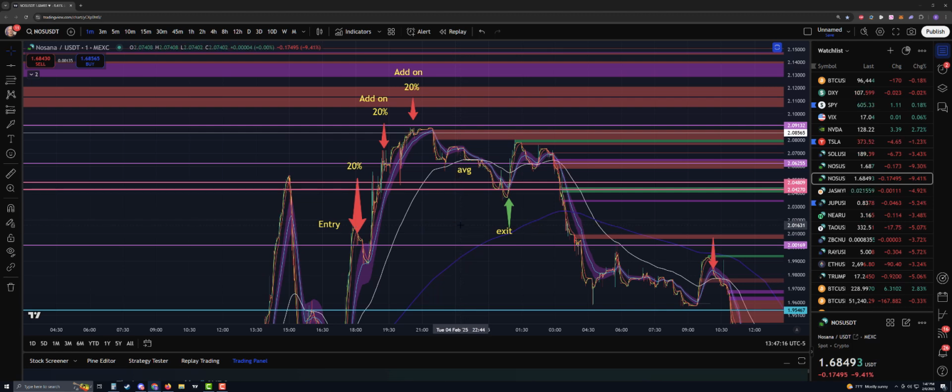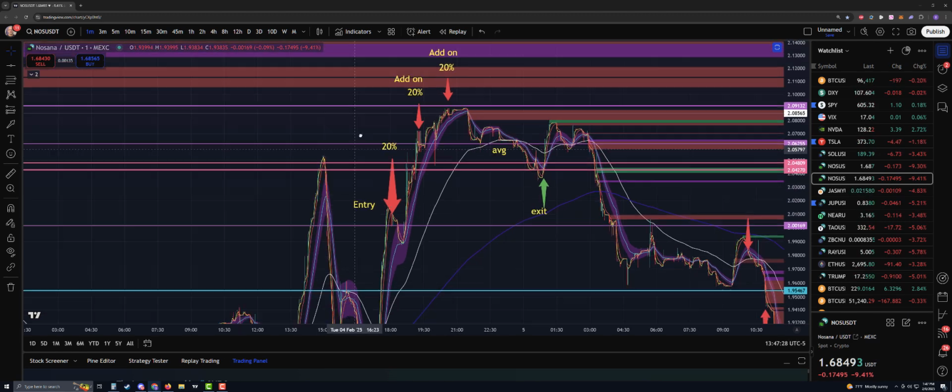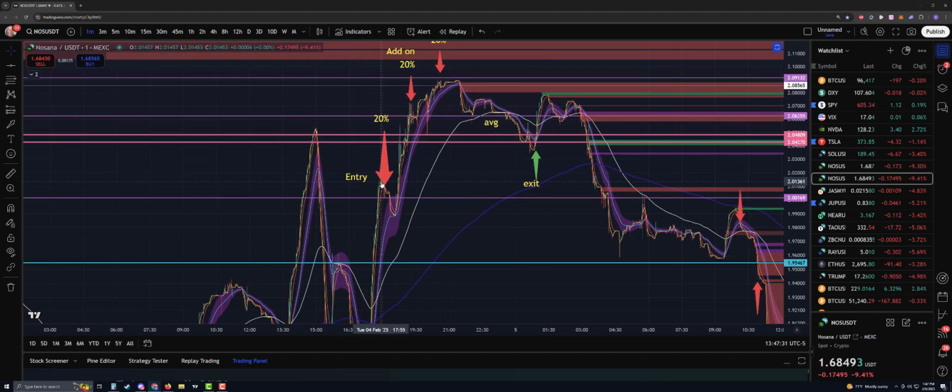And this is how you could work your way out of a trade using the 20-20-20-40 principle. I'm going to explain that. When you enter a trade and it starts working against you, if you want to add on, you start with 20%. I'm not talking about 20% of your whole bag either.